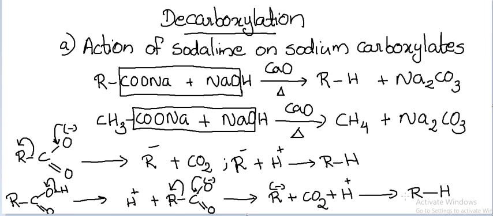The important thing about decarboxylation is that the product has one carbon less compared to the parent acid. For example, the number of carbons in the case of sodium acetate is 2. The resultant product contains 1 carbon. So here the number of carbons decreased by 1 unit.